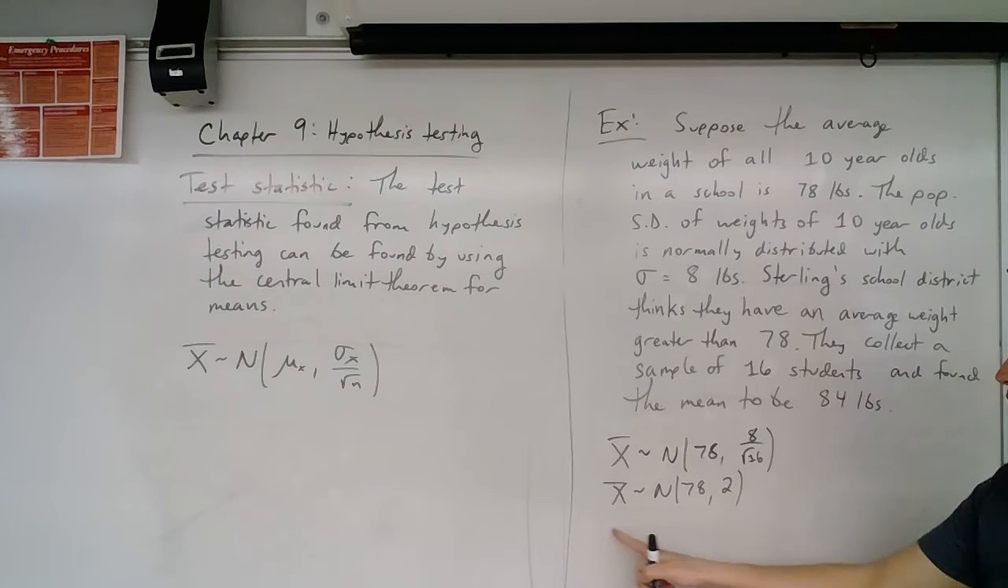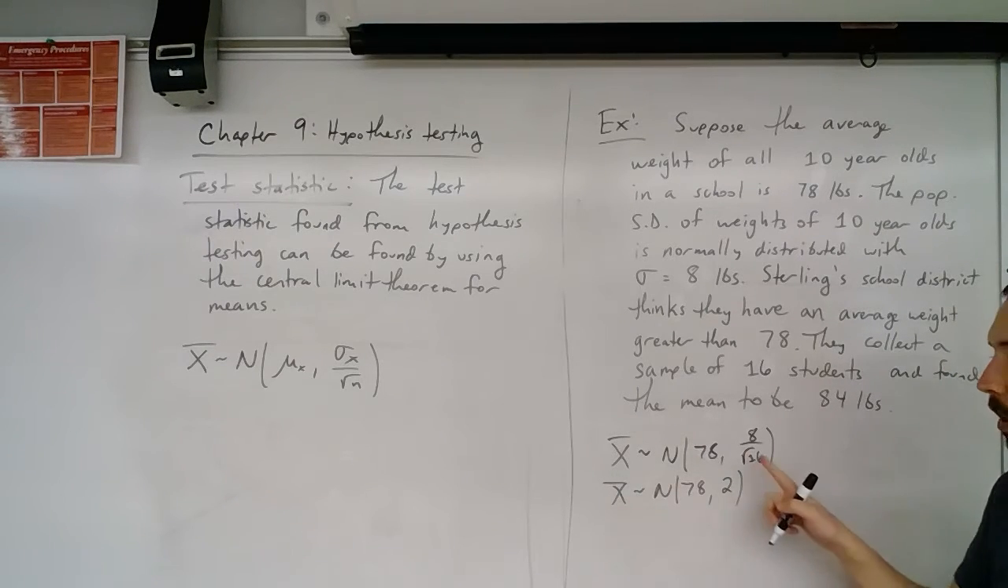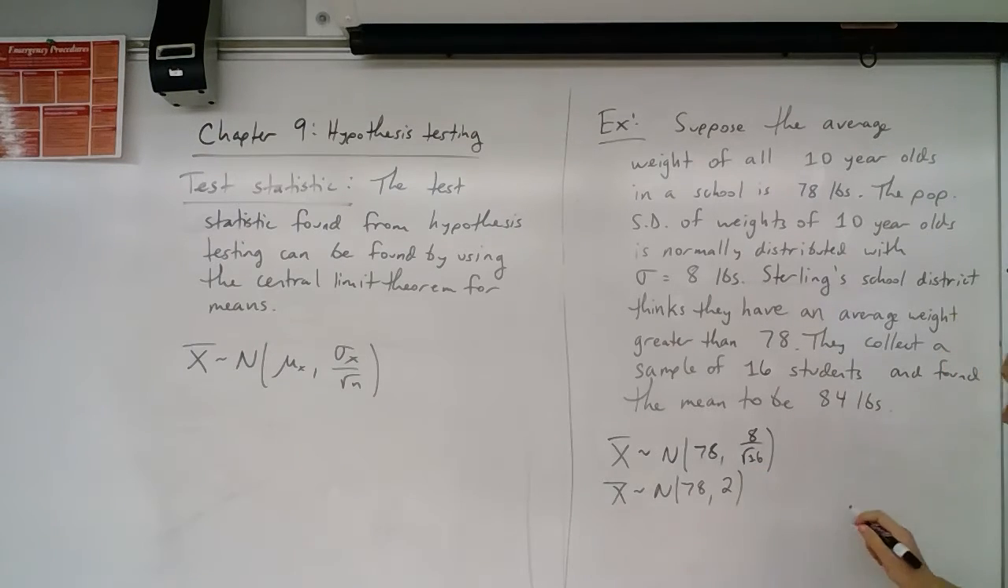Okay, so this is what our normal distribution would look like for the central limit theorem. So then if we think about visualizing this, what we have right in the middle is 78, and I am looking at my sample data I collected, which was 84.